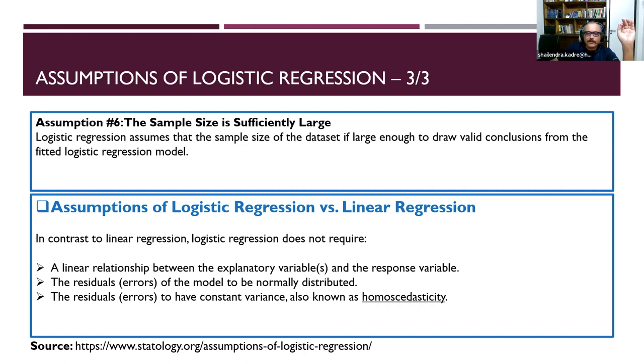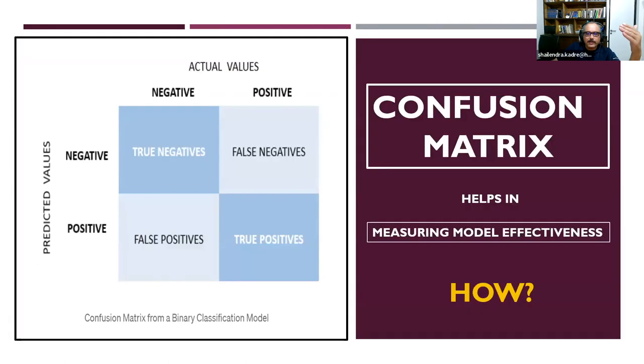Isko bolte hai na dawai. Dawai is how much effective logistic regression is. Humne dawai di to pata chalta hai na ki dawai kitne effective hai. So we determine it with the help of clinical trials, right? Similarly, we are getting into some metrics which tell us how much effective our logistic regression is.